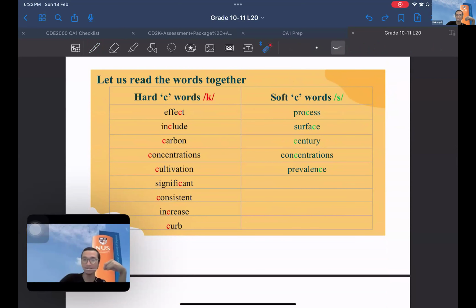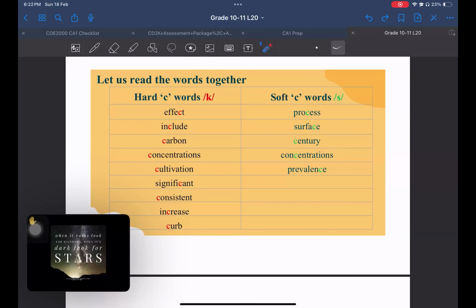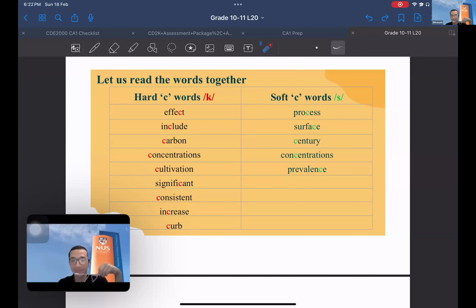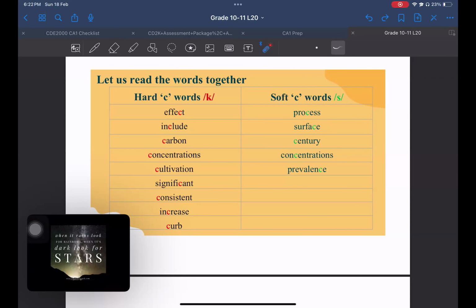All right. Who wants to go and have a try? Anyone want to go for the first pronunciation? Try pronouncing the first word. May I try, sir? Of course. Please. Effect. Yes, correct.